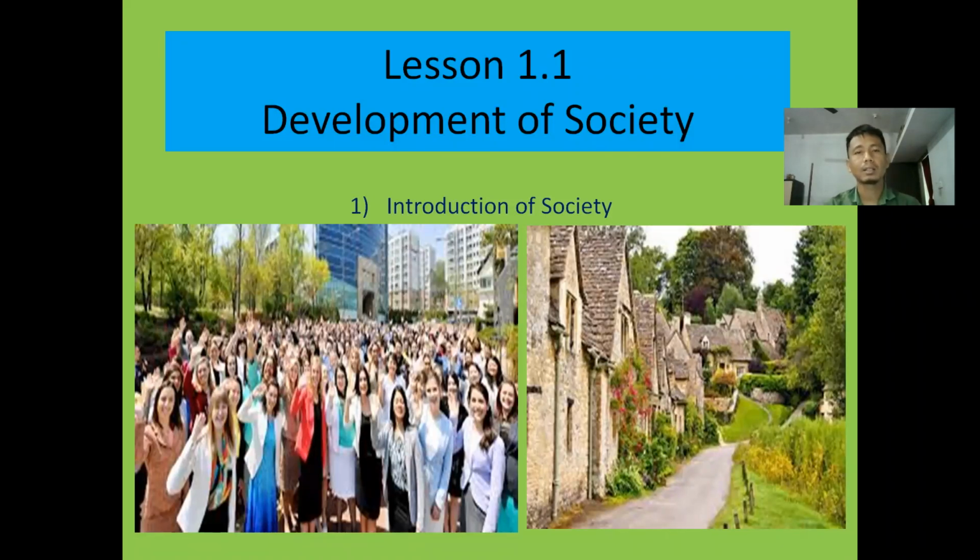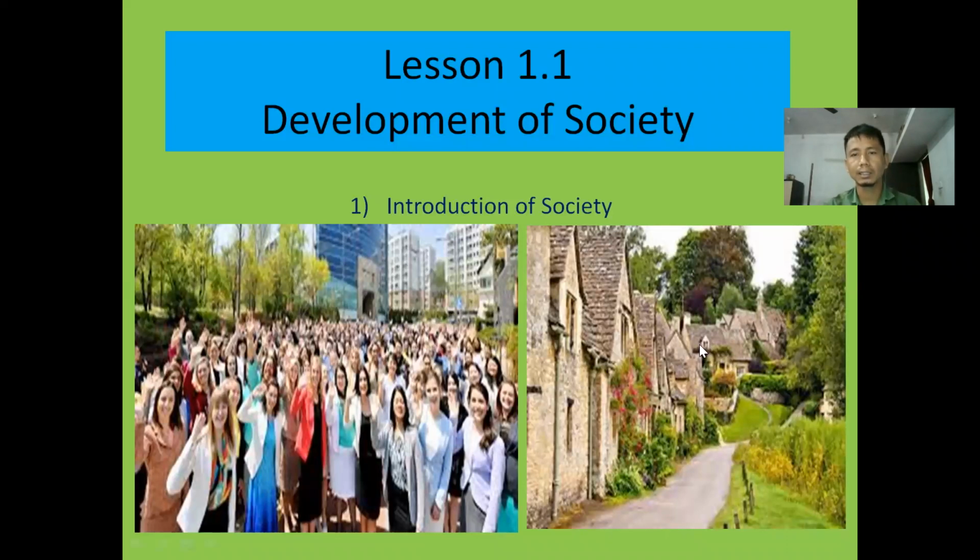So this number of people, if they live in a particular place, are collectively known as society. This picture gives such ideas. A number of people, if they live in a certain place or gather in a certain place for a certain period of time, and afterwards go to their respective homes, even if they gather for a few minutes or a few hours, that can also be known as a society.